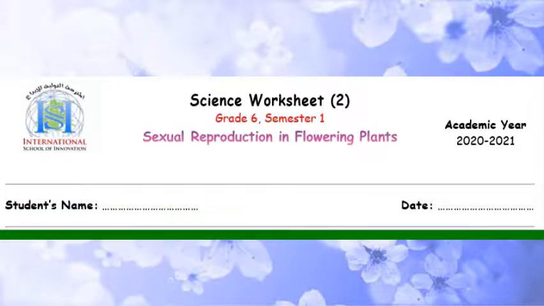This is the second science worksheet talking about reproduction in flowering plants. So, we talked about different parts of a flower with the function or the job of each of the parts and the first step of the reproduction process. So, let's start.